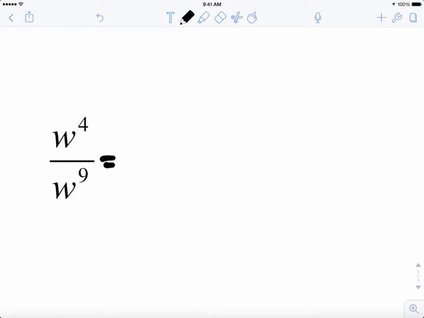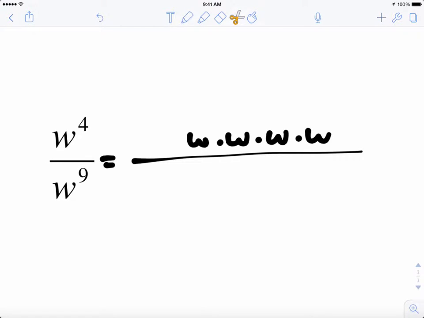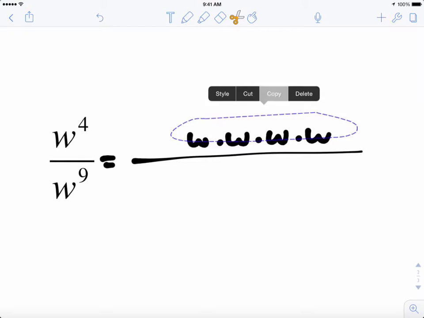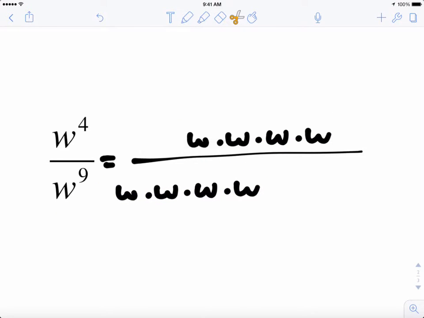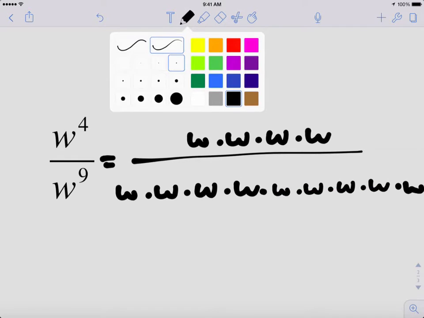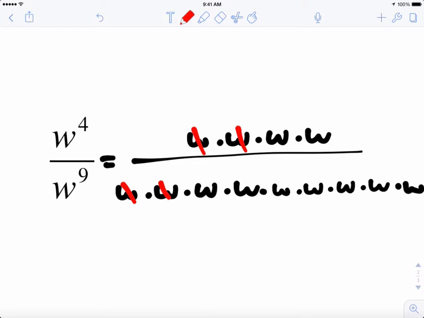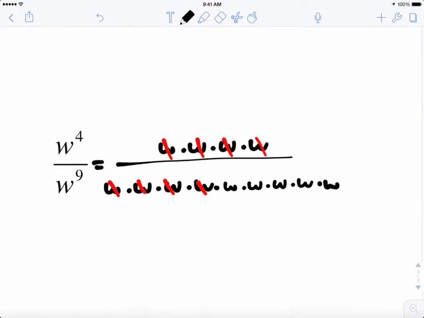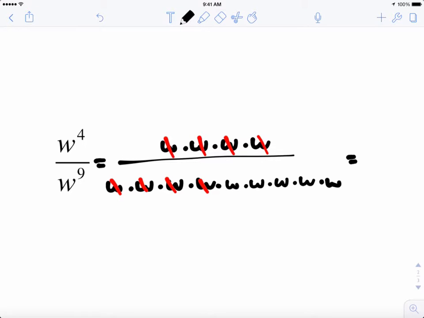W to the 4th, W times W times W times W over W to the 9th. Yowza, maybe I can use this to my advantage. 4 W's being multiplied. 8 W's being multiplied. And there's your 9th. All right, so once again, boom, boom, boom, boom. 4 pairs of W's in our numerator and denominator will simplify to 1. We end up with 1 over W to the 5th power.